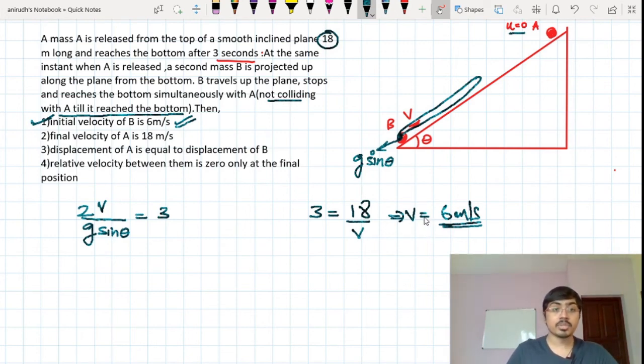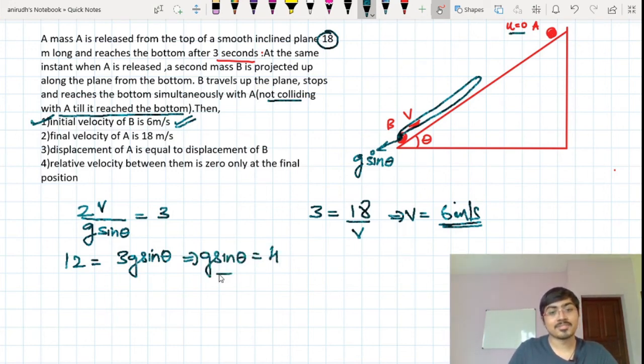Another important thing to remember here is that if I get V as 6 meter per second, I can straight away plug this in over here. So this is 12 is equal to 3g sine theta. So from here I get g sine theta is equal to 4. So I got g sine theta as 4.